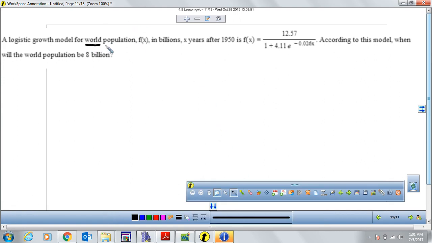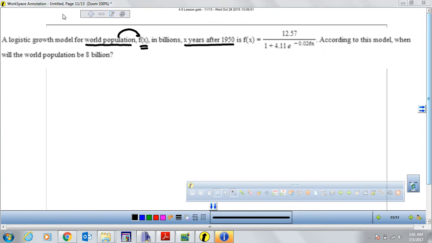So the world population is represented by f of x. And x is going to represent the number of years after 1950. So we kind of went through one of these models before. So that means that if we want to find the population, let's say in the year 2000, that means that x is equal to 50. If we want to find the population in the year 1960, then x is equal to 10. So x is the number of years after the year 1950. Keep that in mind.